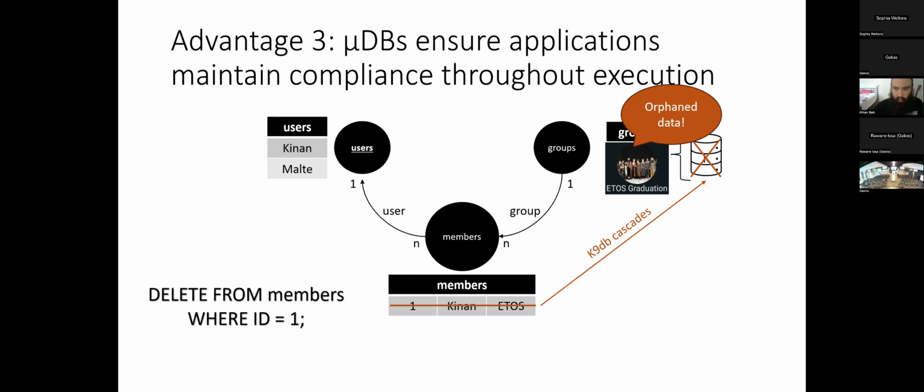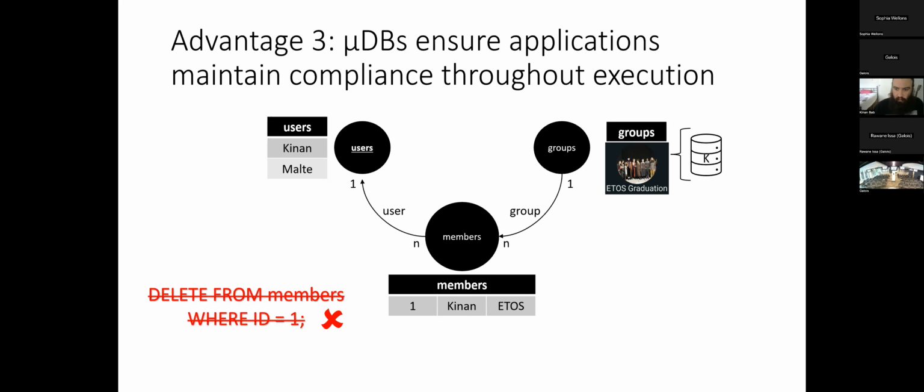And again, as I said before, such orphaned data can cause incompliance because for orphaned data, no users can request deletion of that orphaned data. Good. So K9db identifies this and rejects this deletion operation that the application issues. It does not commit it. It throws an error. And the DB remains unmodified and it remains in a compliant state. Good. So compliance is preserved.